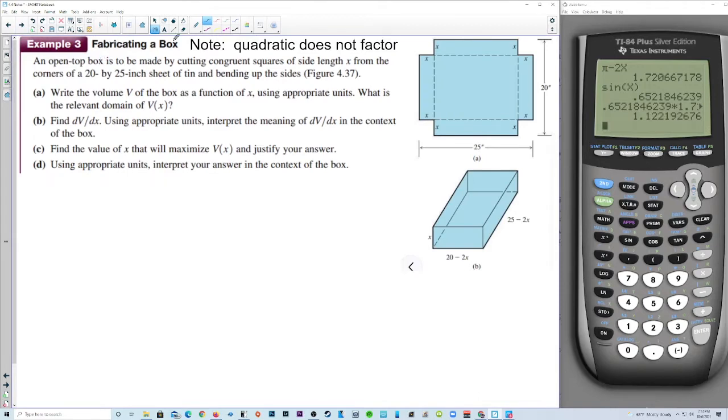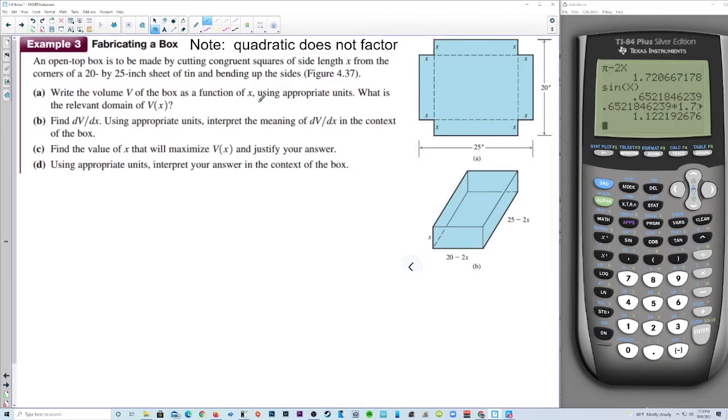Example 3, fabricating a box. I just made a note that the quadratic does not factor. We're going to have to use the calculator to solve this one. An open top box is to be made by cutting congruent squares of side length x from the corners of a 20 by 25 inch sheet of tin and bending up the sides. So here's the 25 by 20 sheet, and if you cut out squares of length x on all the corners, you can fold these up and then create the box. A, write the volume V of the box as a function of x.